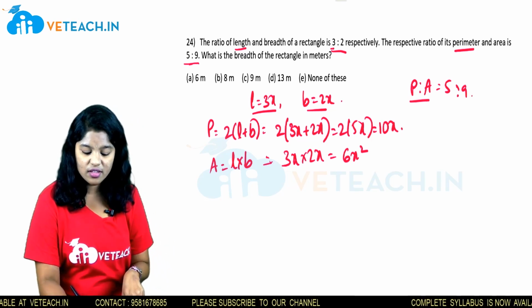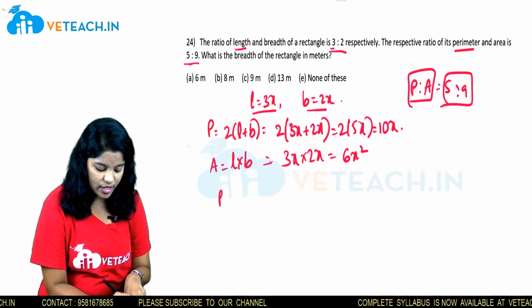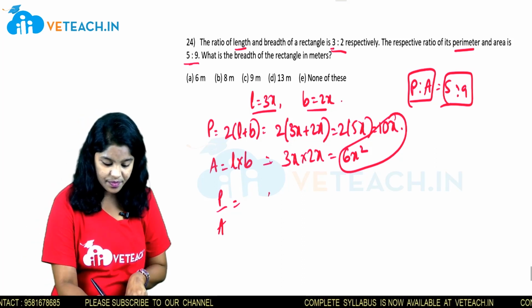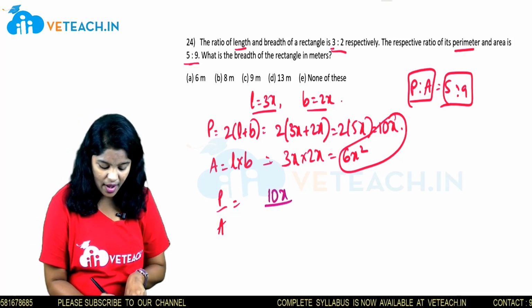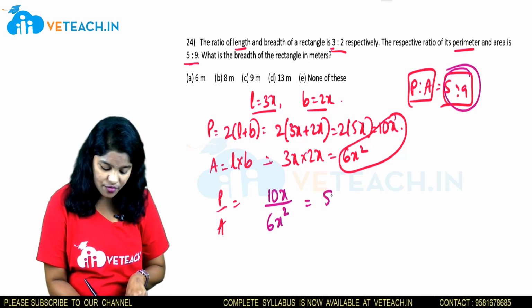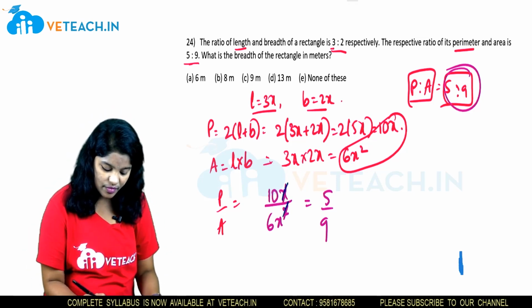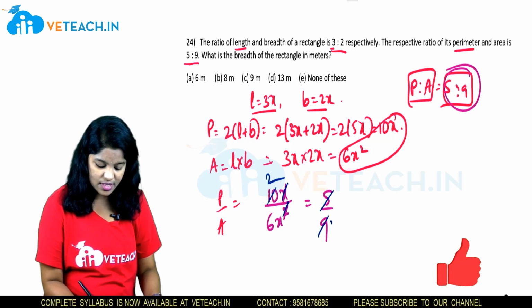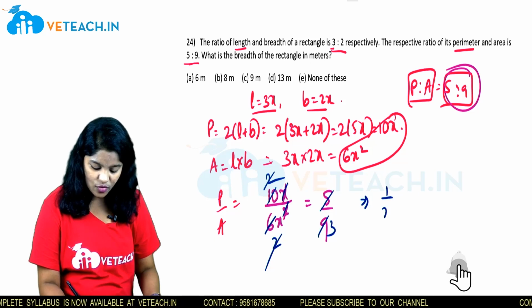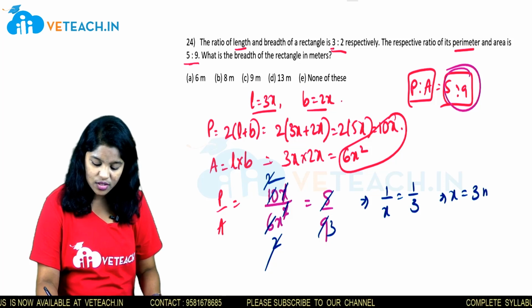Now they also have given the ratio of perimeter to area. So let us equate these both terms. So the ratio of perimeter to area with respect to these terms is 10x by 6x square, which is equal to our given ratio, that is 5/9. Now the x term gets cancelled. 1 time, 2 times, this is 3 times, this is 2 times, 2 gets cancelled. So we will get 1 by x is equal to 1 by 3. That implies x is equal to 3 meters.